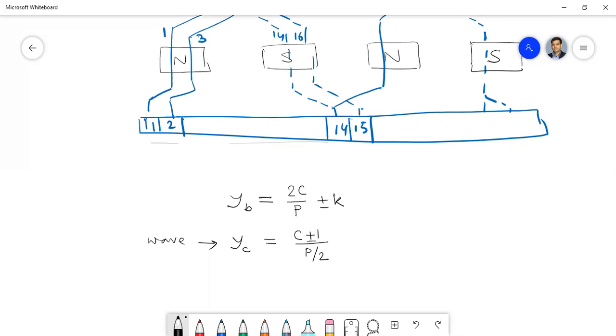And what is the winding pitch then? If this is the commutator pitch, then what is the winding pitch? You can use your knowledge from simplex lap winding.